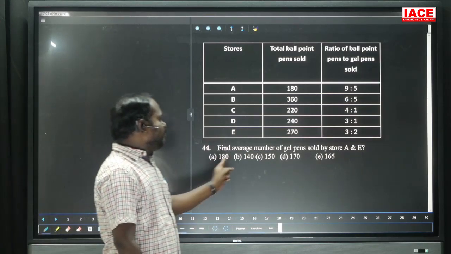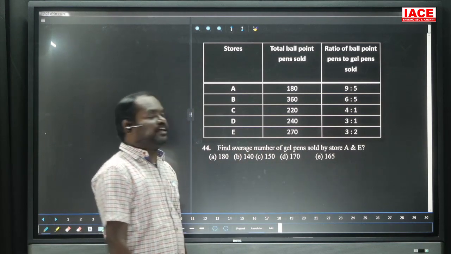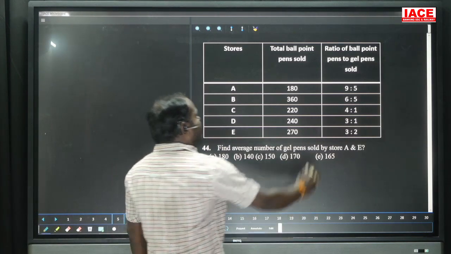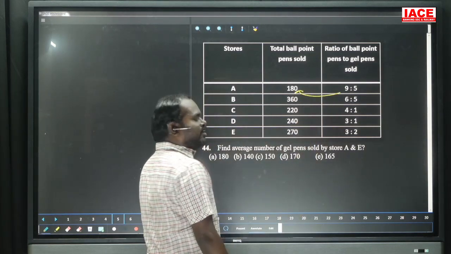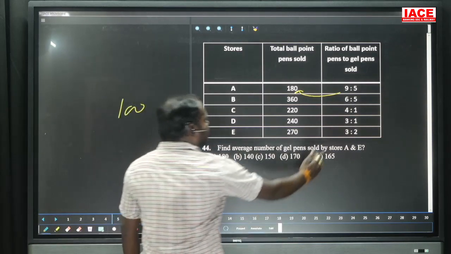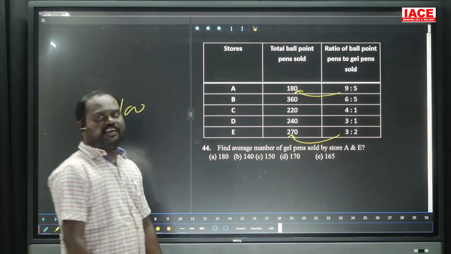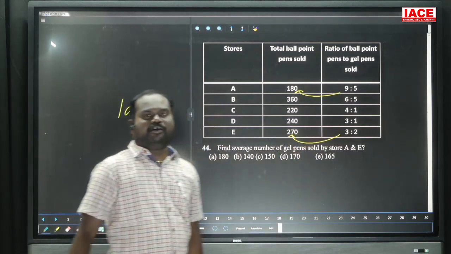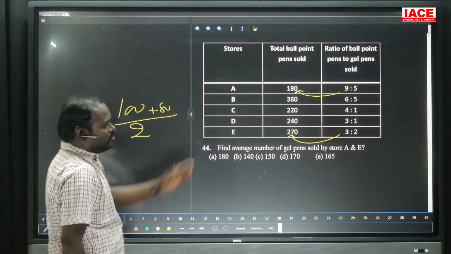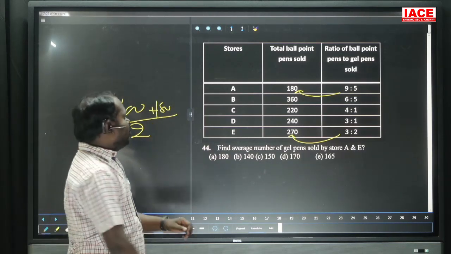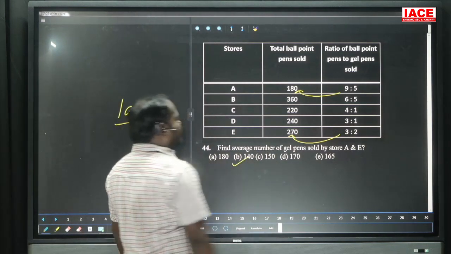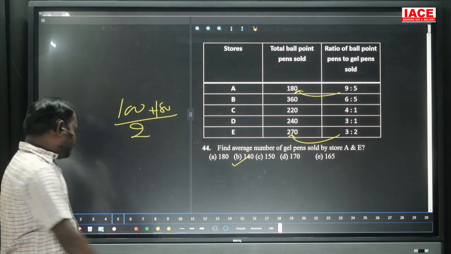Next, 44: find the average number of gel pens sold by store A and E. For A, 9 parts is 180, so one part is 20, and 5 parts will be 100. For E, 3 parts is 270, so one part will be 90, and 2 parts is 180. So 100 plus 180 is 280, divided by 2 is 140, option B.